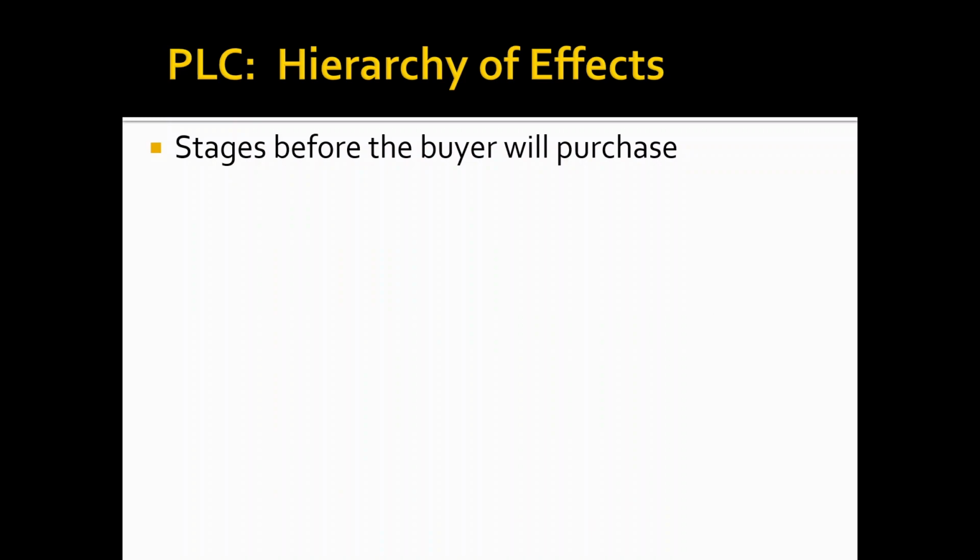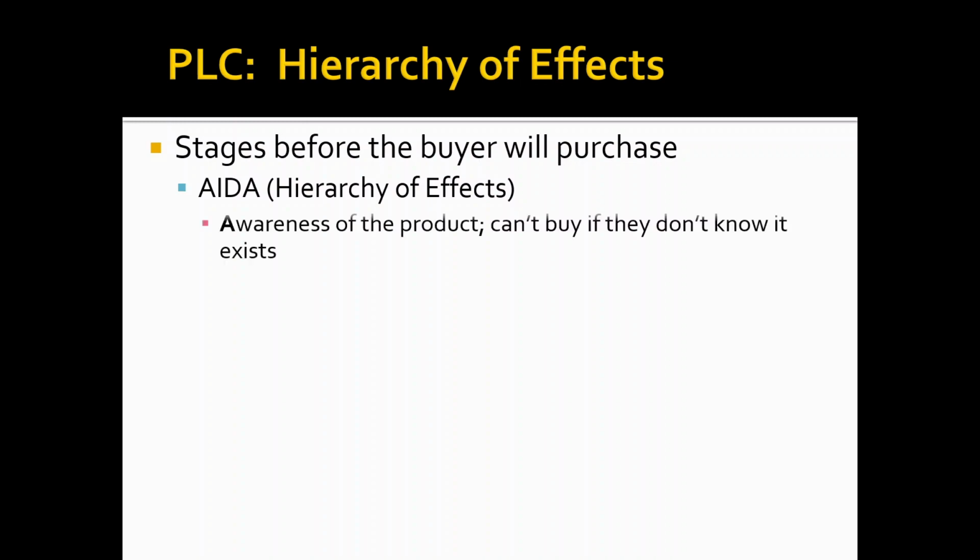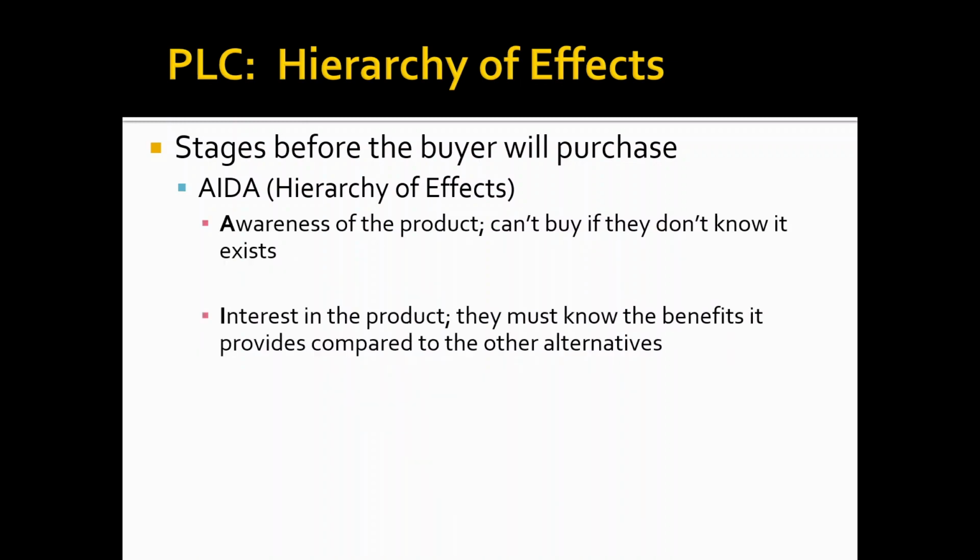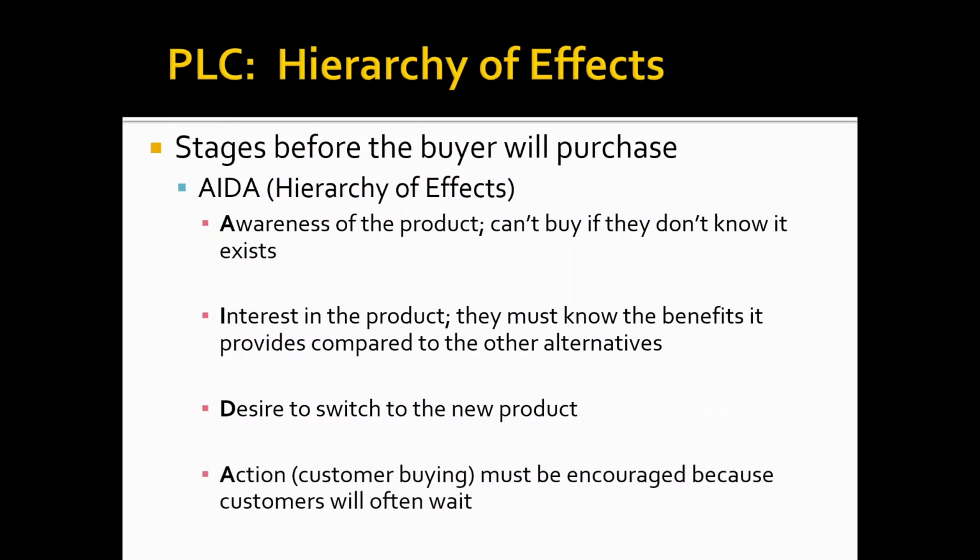Your readings mentioned a hierarchy of effects. I just want to quickly go over one that you probably find more often in the literature. It's a little more common, though not any different. That's known as AIDA. It's the idea that consumers have to go through awareness before they can purchase. They have to have some interest and understand the benefits. They have to want to switch to the new way of doing things or the new product. And lastly, they have to take action.